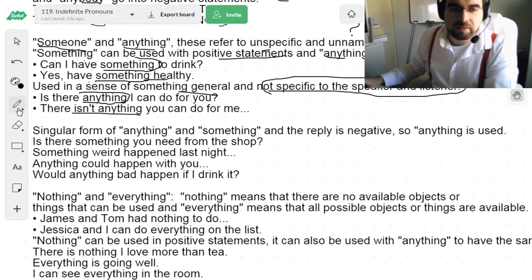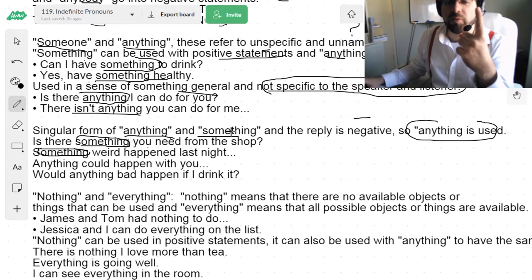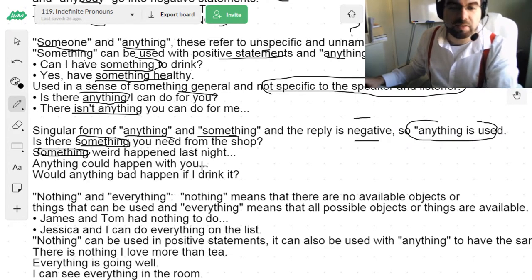Singular form of anything and something, and the reply is negative, so anything is used. Is there something you need from the shop? Something weird happened last night. Something you need from the shop. Something weird happened last night. The singular form of something, and the reply is negative, so anything is used.